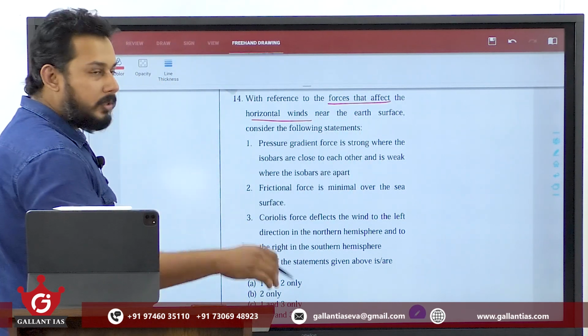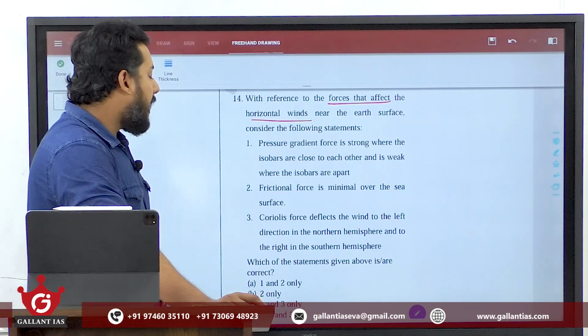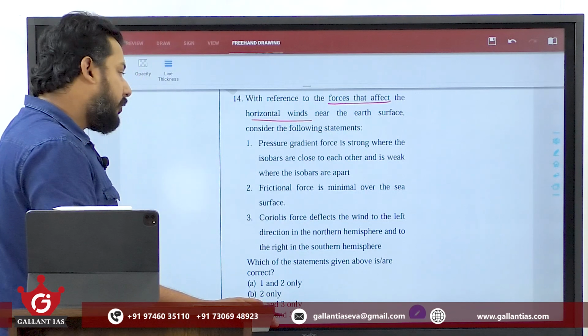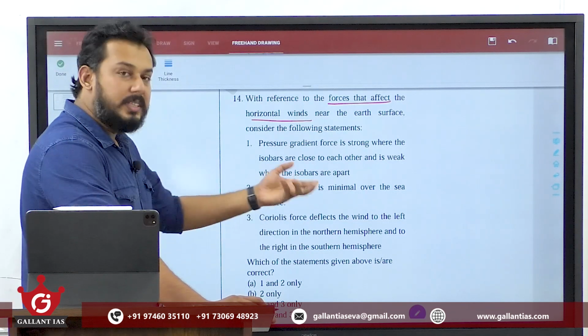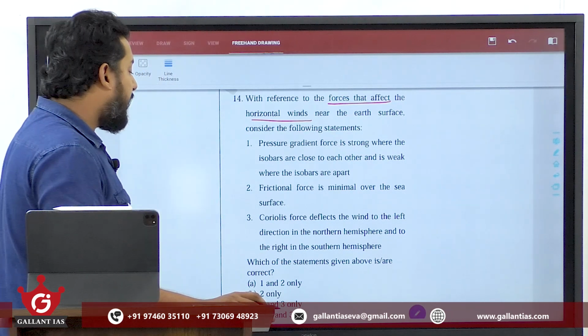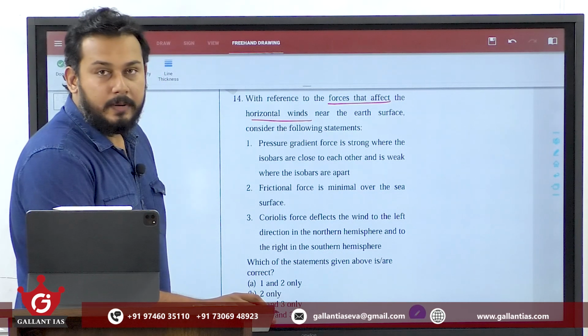Pressure gradient force is strong where the isobars are close to each other and is weak where the isobars are apart. Frictional force is minimal over the sea surface. Coriolis force deflects the wind to the left direction in northern hemisphere and to the right in the southern hemisphere.